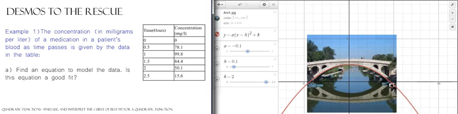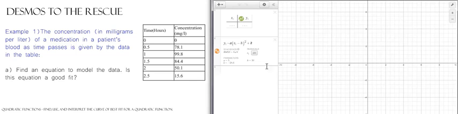So example 1 tells us we have a concentration in milligrams per liter of a medication in a patient's blood as time passes, and all of that's given in that table. So what we're supposed to do is find an equation to model that data and then tell whether or not that equation is a good fit. So in order to do this, we're going to use the regression feature of Desmos. This should look familiar to you. We did this for both linear and exponential functions, so now we're just doing it for quadratics.